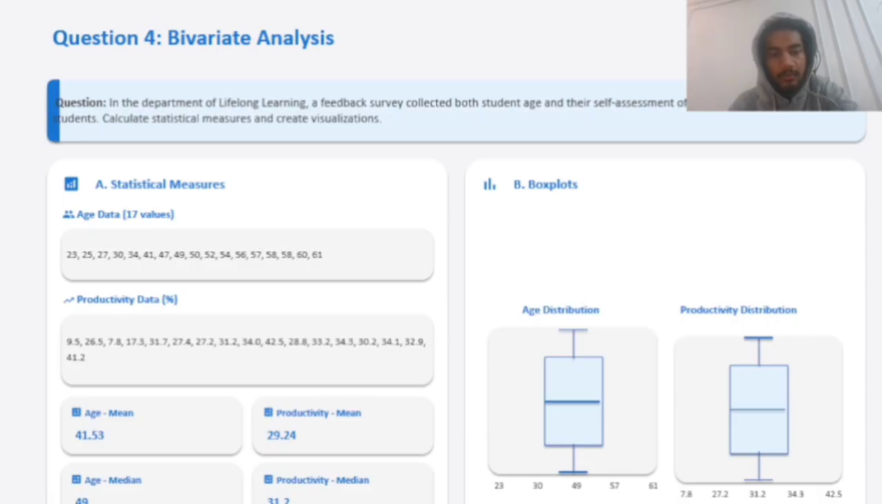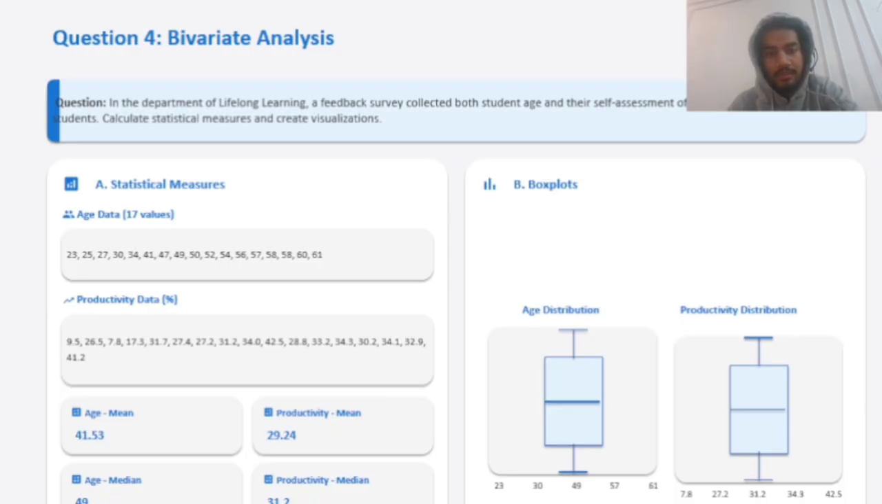Second, for median productivity, the median productivity score is 31.2. This shows half the individual scores are below 31.2% and half scored above. Standard deviation of productivity. The SD will be 9.14, meaning productivity varies less widely compared to age.